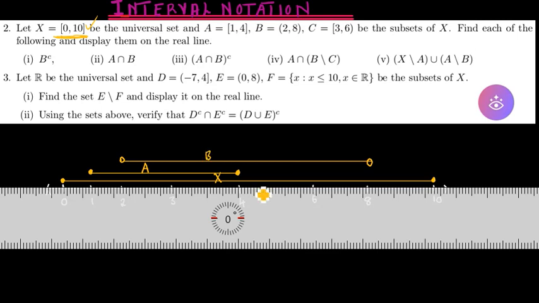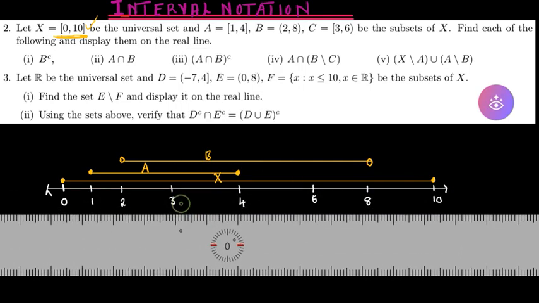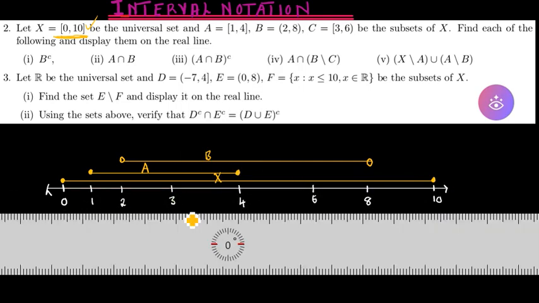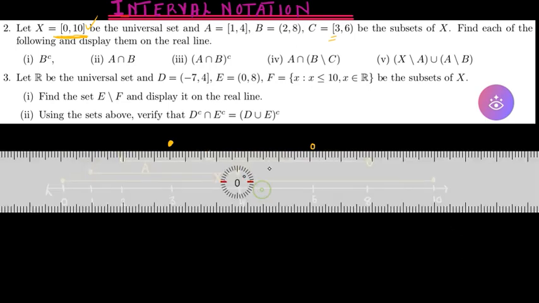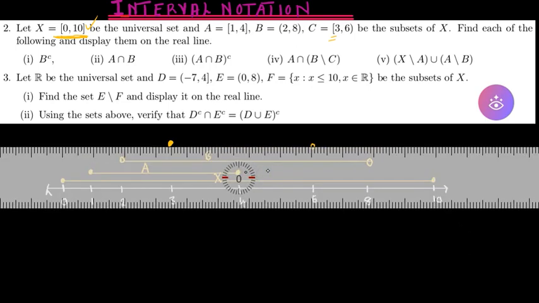How about set C? Set C has got a closed circle at 3 because we're using these brackets. So I'm going to write a closed circle here like that. Then I'm going to write an open circle at 6 like that. And of course, I'm able to draw this.